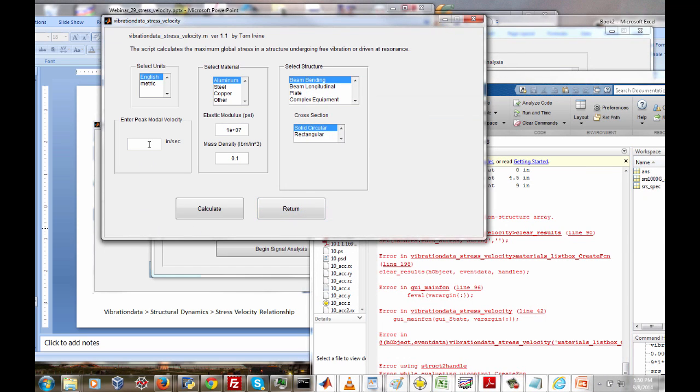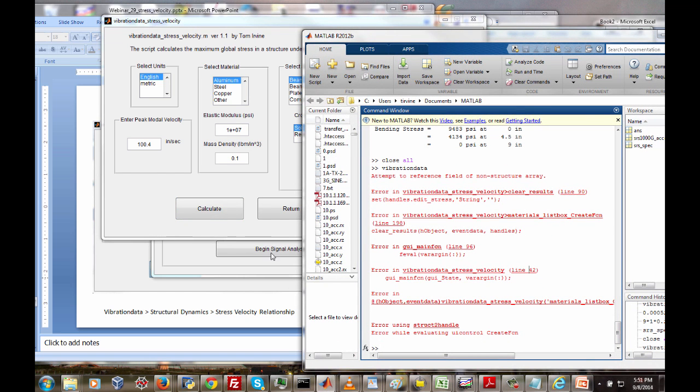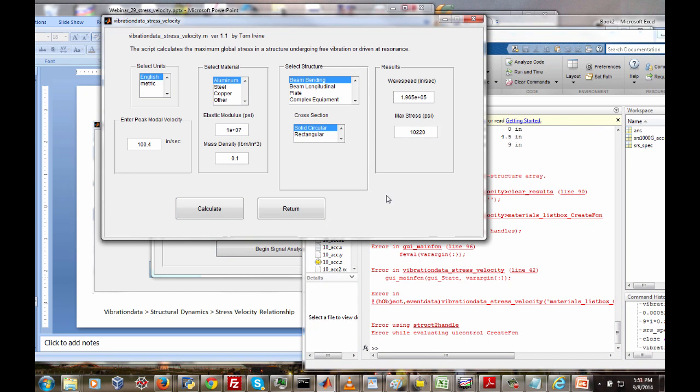let's put in our 100.4 inches. This was our peak modal velocity for mode one from our modal transient analysis. Okay, never mind the little error glitch that happened. It was operator error, which is fumbling around. The software is actually good to go. So this is saying that from our stress velocity relationship, based on 100.4 inches per second, the maximum stress comes out to be 10,220 psi.